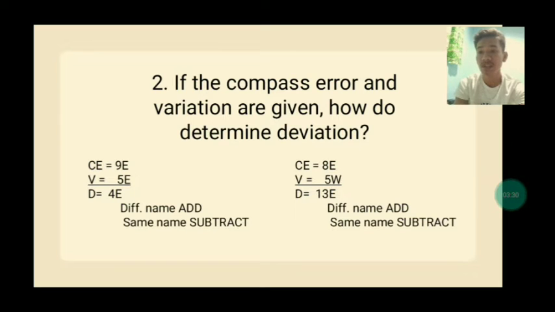The first example: the compass error is 9 degrees east, and the variation is 5 degrees east. As we can see, the compass error and the variation have the same name, so we will subtract. 9 degrees east minus 5 degrees east is equal to our deviation, which is 4 degrees east.